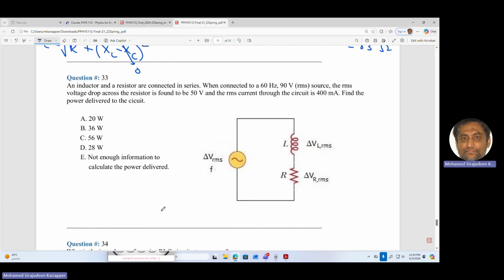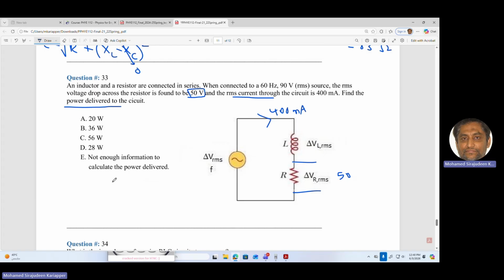An inductor and a resistor are connected in series. When connected to a 60 hertz 90 volt source, the RMS voltage drop across the resistor is found to be 50 volt. Okay. And the RMS current through the circuit is 400 milliamperes. Find the power delivered to the circuit.